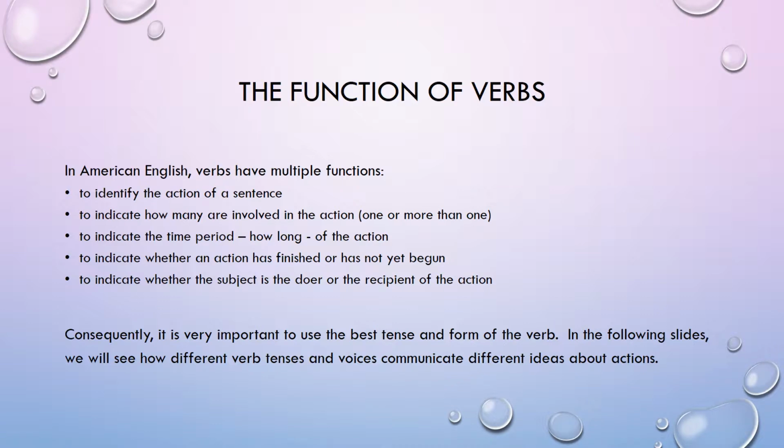It is very important to remember in American English, verbs have many functions. Primarily, they do identify the action of a sentence. However, verbs also indicate how many are involved in the action, whether one person or object is involved or more than one. That's why we have singular and plural forms of verbs.